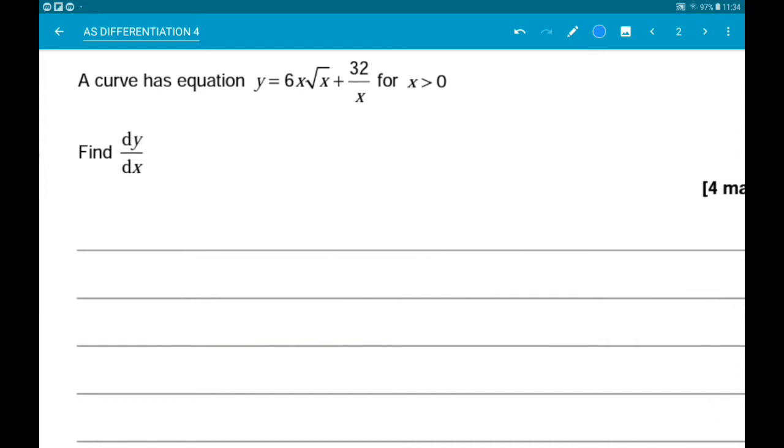Alright, first step, write it in power form. So y is equal to 6x times root x, which is 6x times x to the half. So altogether that is x to the 3 halves. So we have 6x to the 3 halves, and then 32 over x is 32x to the minus 1.